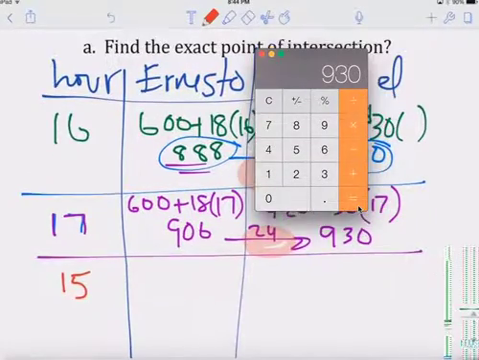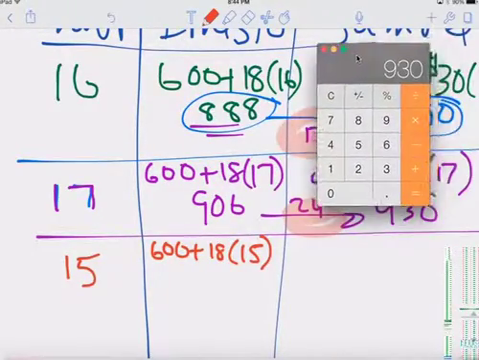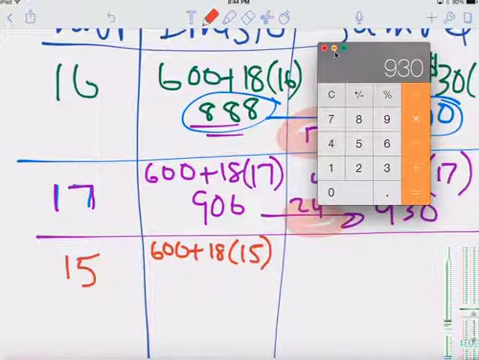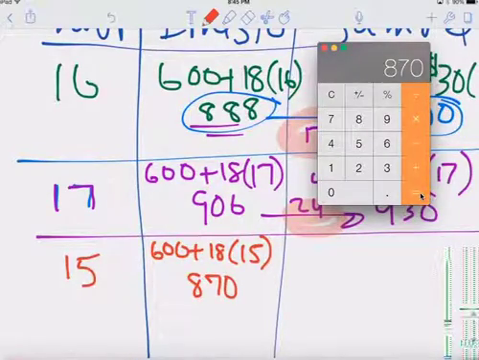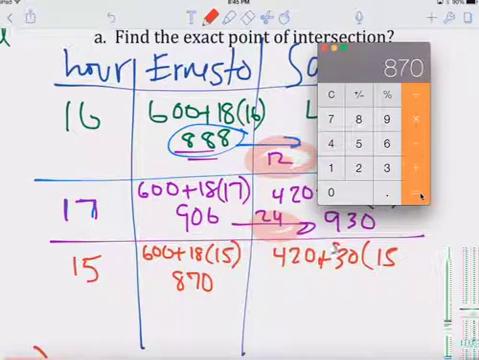See what happens when you copy wrong one only? 600 plus 18 times 15. Okay, 18. Well, I hope you saw all that anyways. I know the calculator's in the way. 18 times 15 plus 600. 870. Okay? And then Samuel made 420 plus $30 in overtime times 15 hours of overtime.